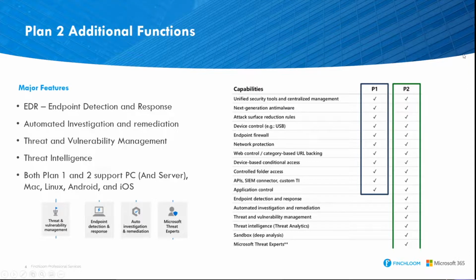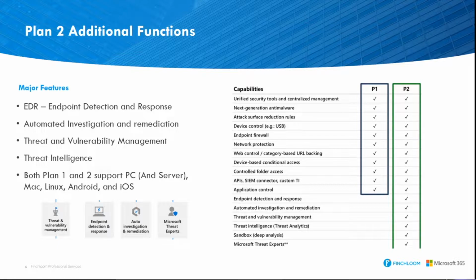Some of those additional features that we were talking about in Plan 2 are EDR, which is Endpoint Detection and Response. And we're going to drill into some of these as we go into a demo. There's automated investigation and remediation, threat and vulnerability management. And with threat and vulnerability management, it scans your apps, your data, your endpoints, your servers, and it looks for vulnerabilities before they get breached. And it gives you the report and the intelligence to work on those, whether it be patching or upgrades. So that's a good one. Threat intelligence gives you information based on what's out in the wild and your risk and vulnerability to those threats.